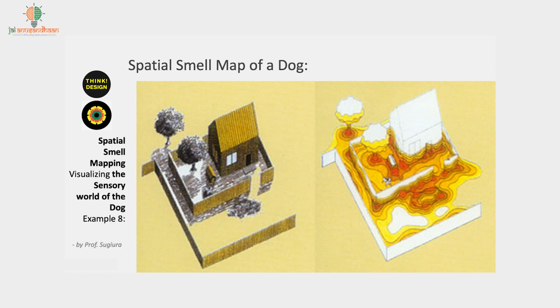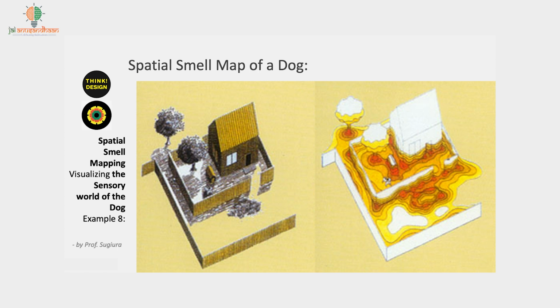It's a spatial smell map of a dog. It's done by Professor Sugiura from Japan. What he has done is that he noticed his neighbor's dog spend different periods of time in different locations when it goes around his house. That's his house. He kind of mapped it over a period of time and kept the timings, and then he realized that the dog does this because for the dog, the sense of smell is a very, very major component. And you can see that in the next map, it's a smell map for the dog.